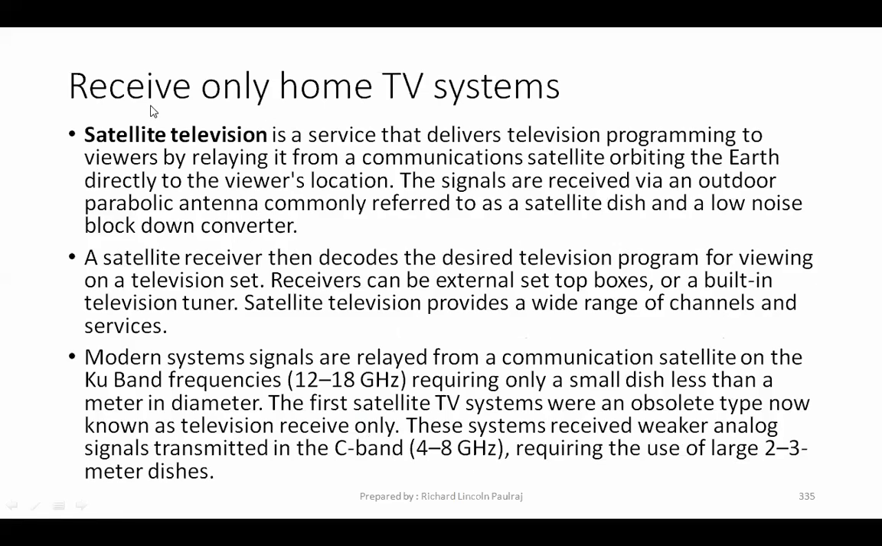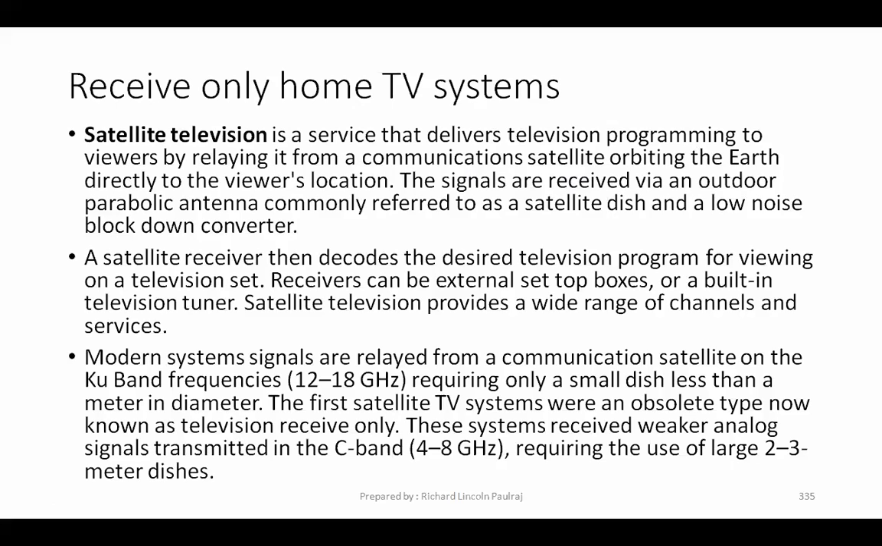Right. Next, we can see that we have received only home TV systems. So here, the satellite television is a service that delivers television programming to viewers by relaying it from communications satellite orbiting the Earth directly over the viewer's location. So these satellites are not only used for security reasons, but it's also used for communication and entertainment as well.